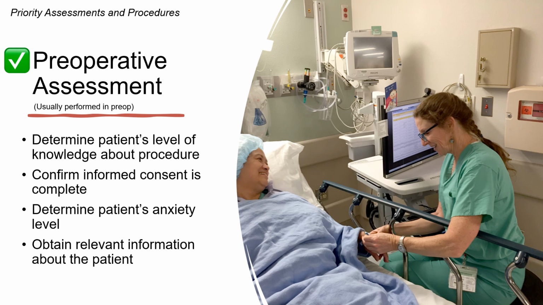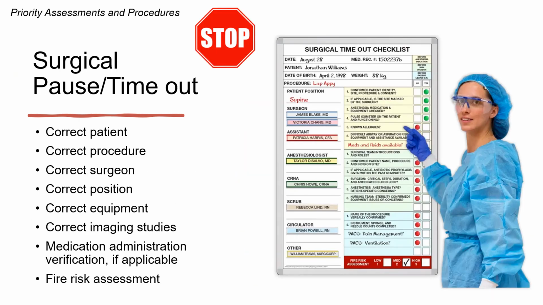So pre-op assessment should have been done in pre-op, but depending on the facility, maybe you're in a rural hospital and maybe the circulating nurse and the pre-op nurse overlap. Who knows? But we already know what we need to make sure is done prior to the surgery. So we want to make sure that they know what they're going to have done, that the consent is complete. We make sure the patient isn't too anxious, and we want to get that relevant assessment data from the patient because we might need to let the surgeon know.